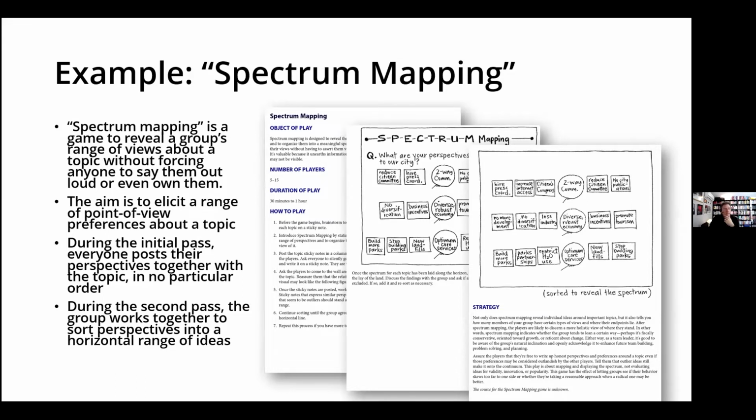book. So here's one called Spectrum Mapping. And Spectrum Mapping is a game to reveal a group's range of views about a topic without forcing anyone to say them out loud or even to own them specifically. So the aim is to elicit a range of point of view preferences about a topic. During the initial pass, everyone posts up their perspective on the topic in no particular order. And then during a second pass, the group works together, usually with a facilitator, to arrange the ideas along a spectrum, so one gets a sense of all the different perspectives and points of view.